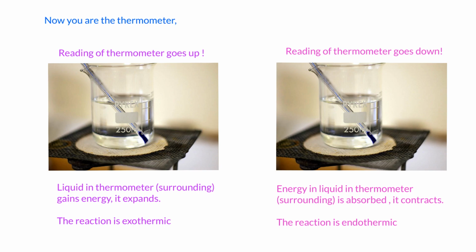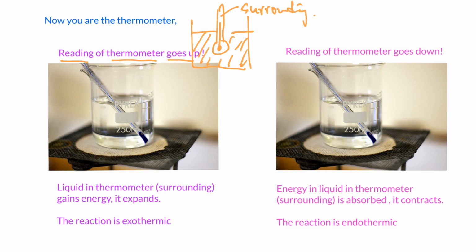If now you are the thermometer, on the left hand side, we find that the reading of the thermometer goes up. That means the liquid inside the thermometer, remember, the system should be the solution. The thermometer is only one of the surroundings, just like the beaker. So the liquid in the thermometer as a surrounding gains energy because the reading goes up. That means the liquid inside it expands. Why does it expand? Because it gains energy, so therefore it expands.